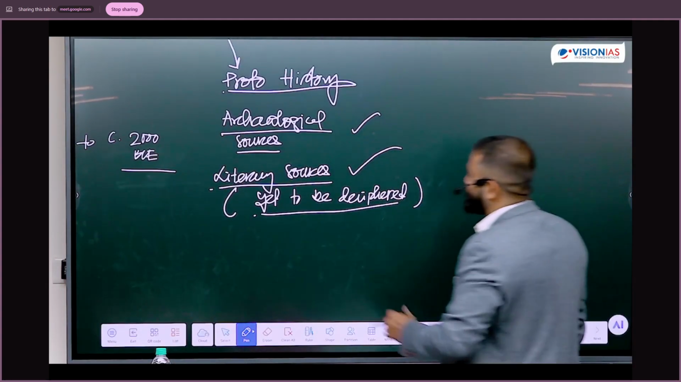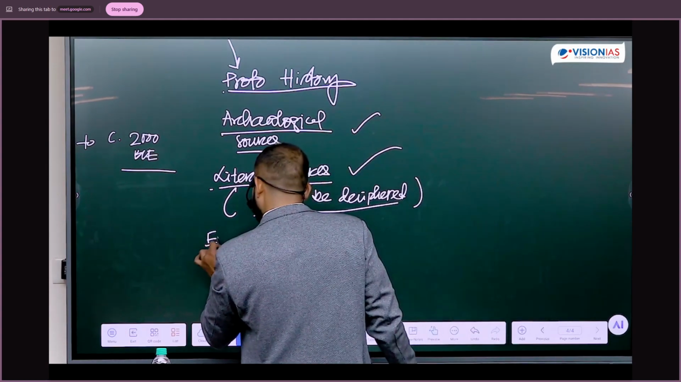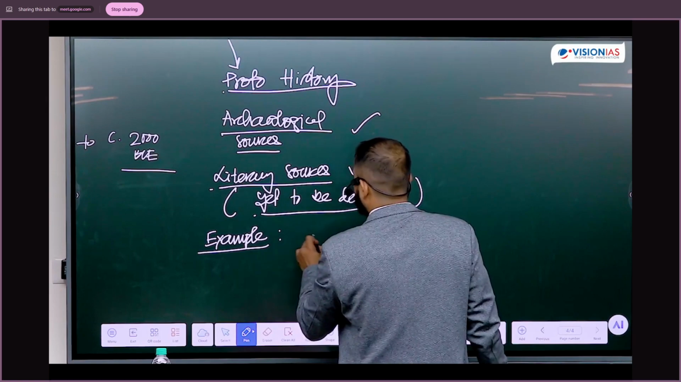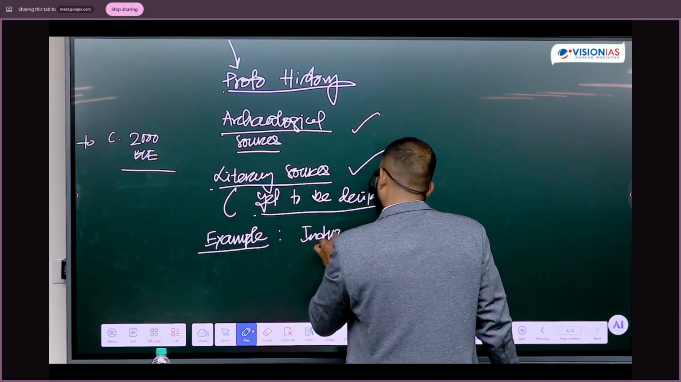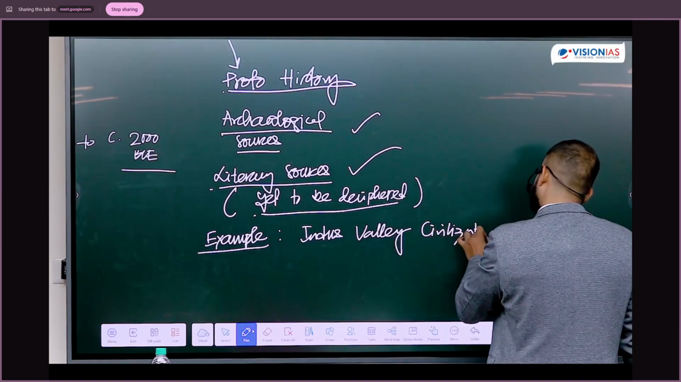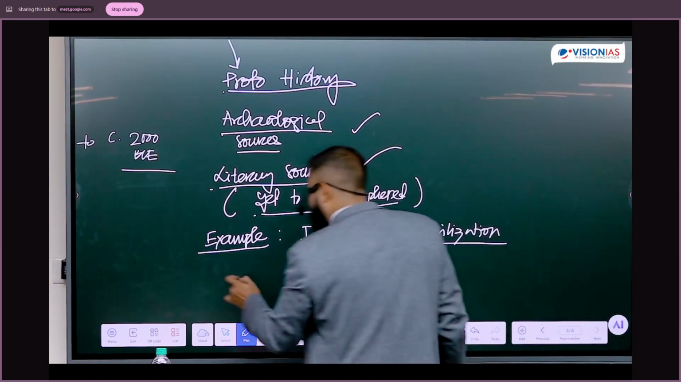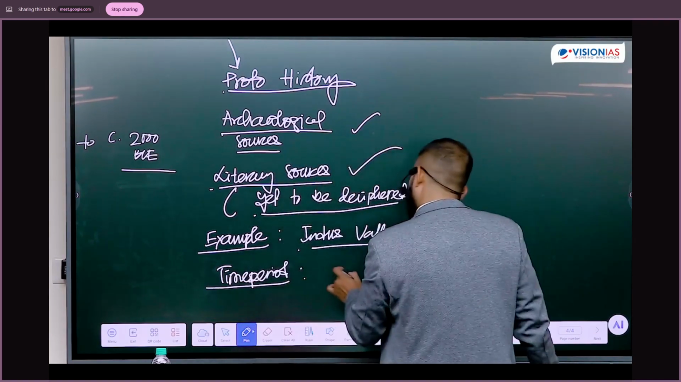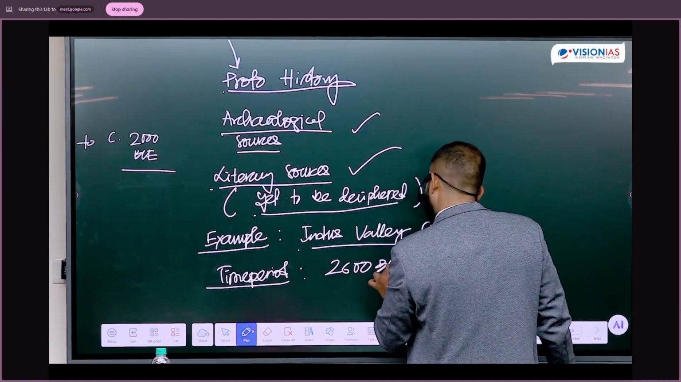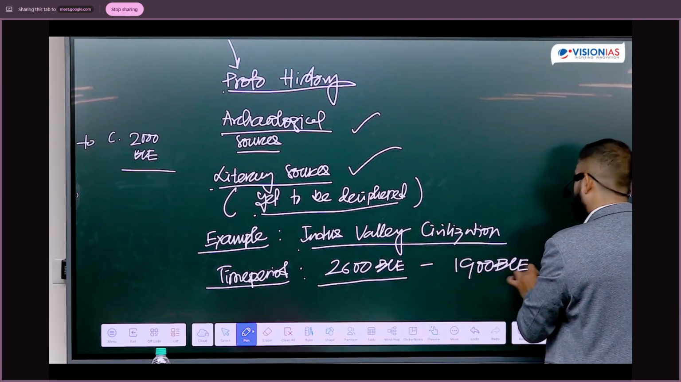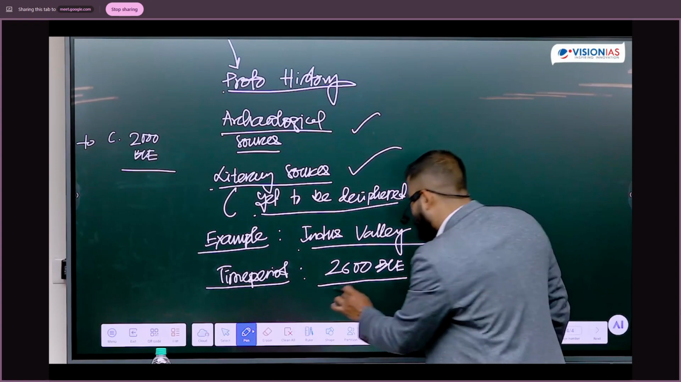What is the example of proto-history? The example is the Indus Valley civilization. What is the time period? That will be 2600 BCE to 1900 BCE. Again, circa.